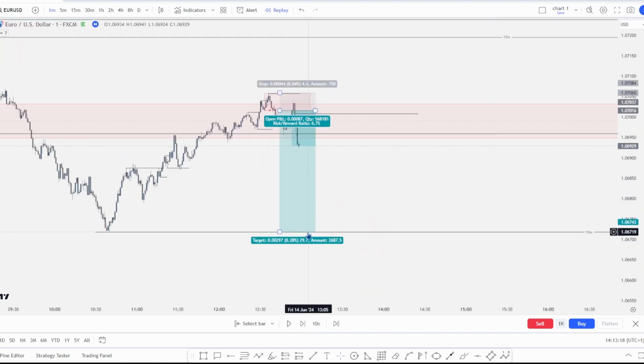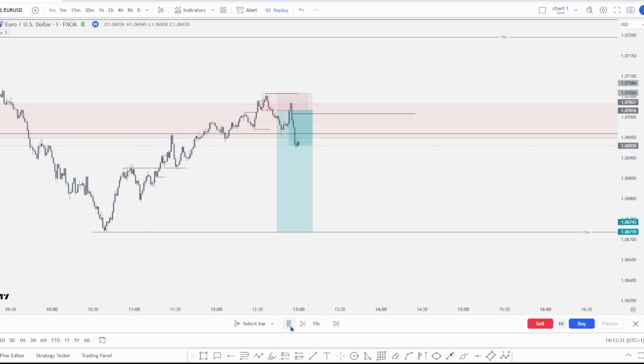Now, of course, there are ways that you can partial this out at given points of liquidity, but for this example, we are not talking about trade management. If you do want to get into trade management, then of course the Discord server is where you are going to be able to do that. Let's just play this out here.